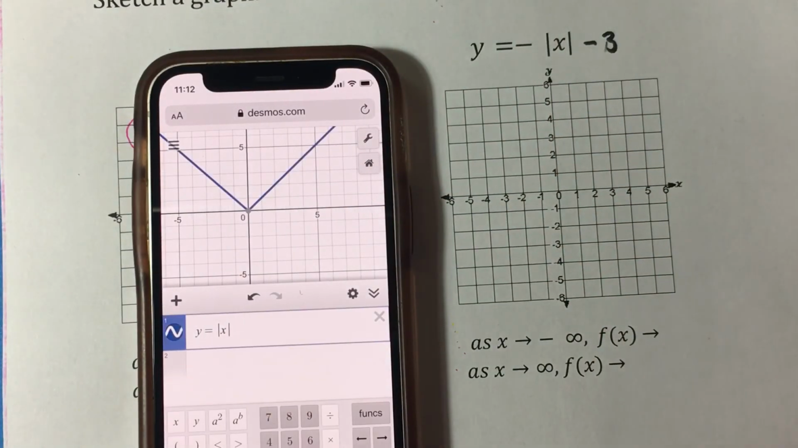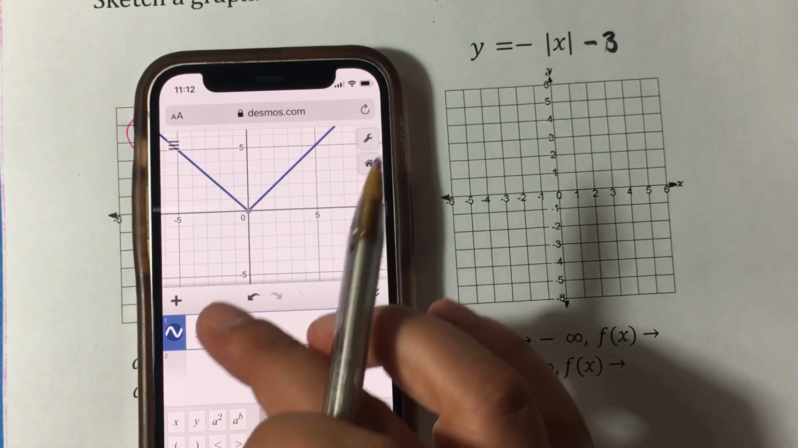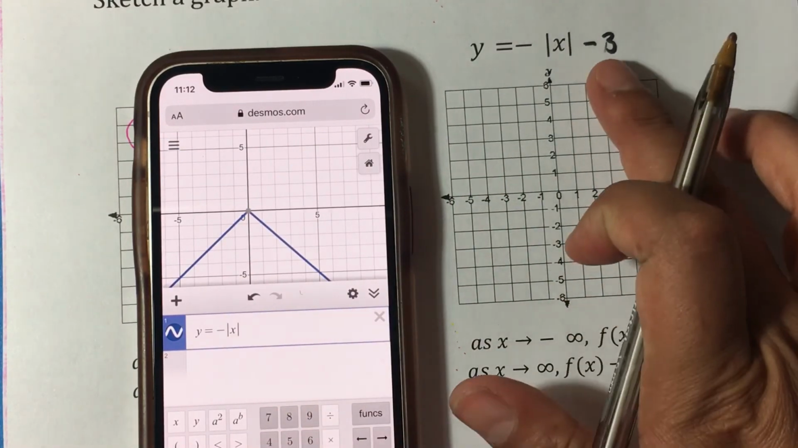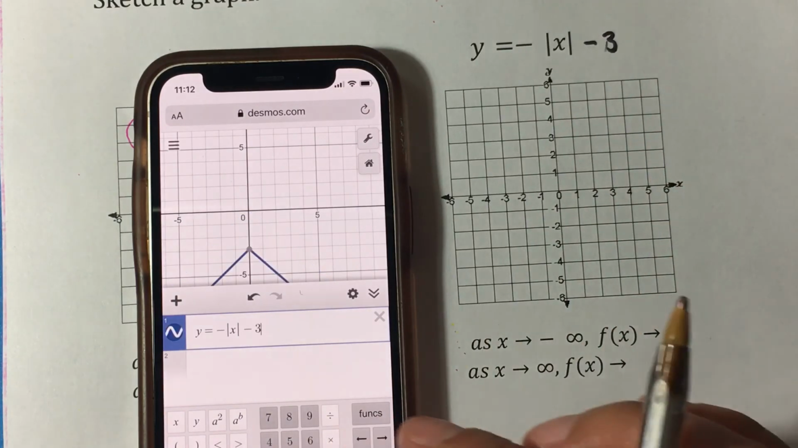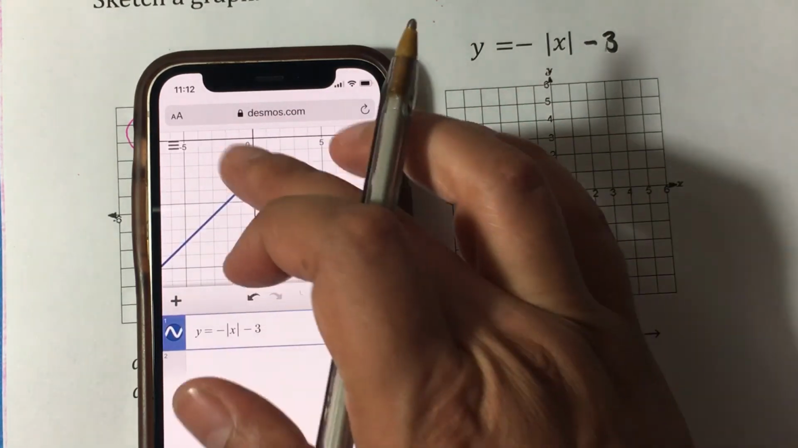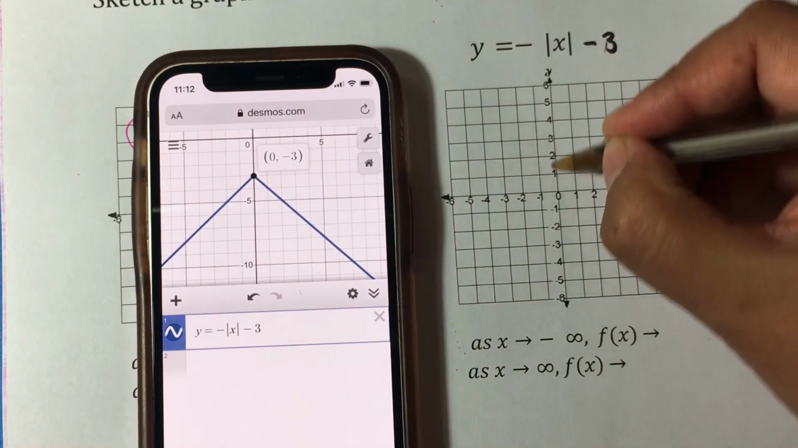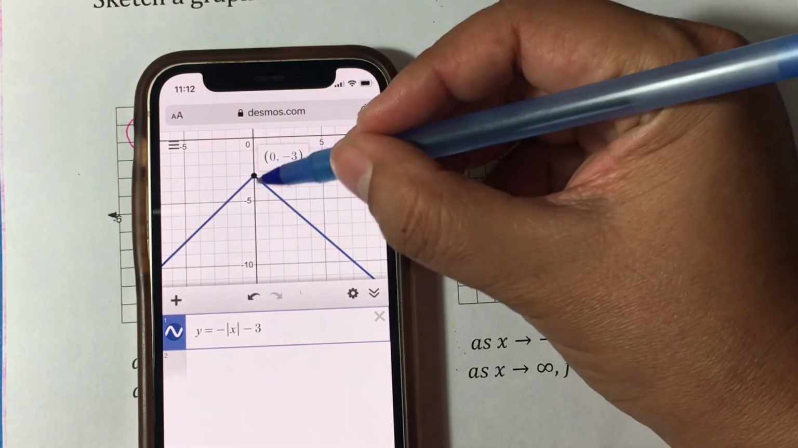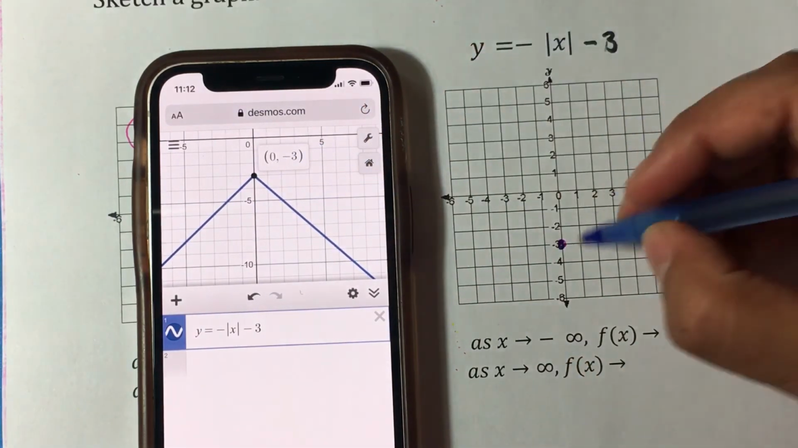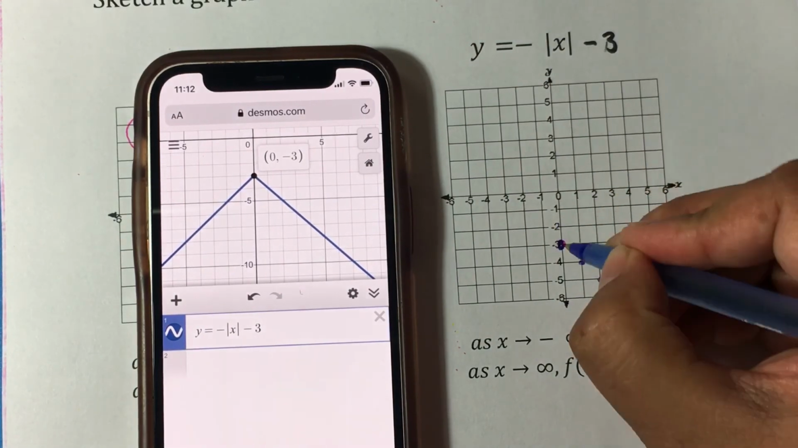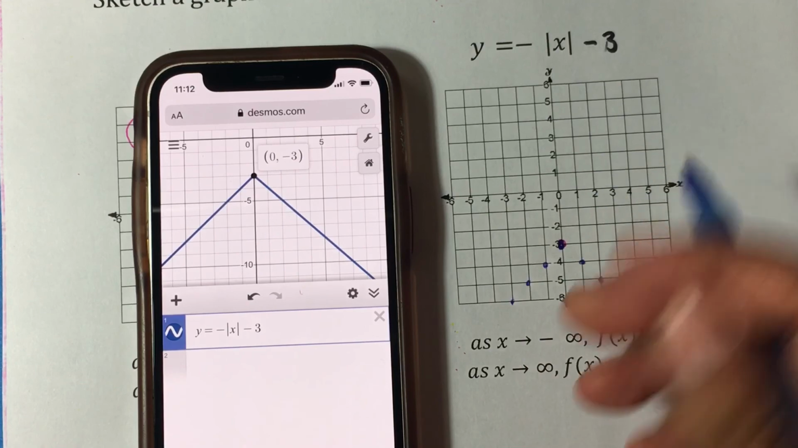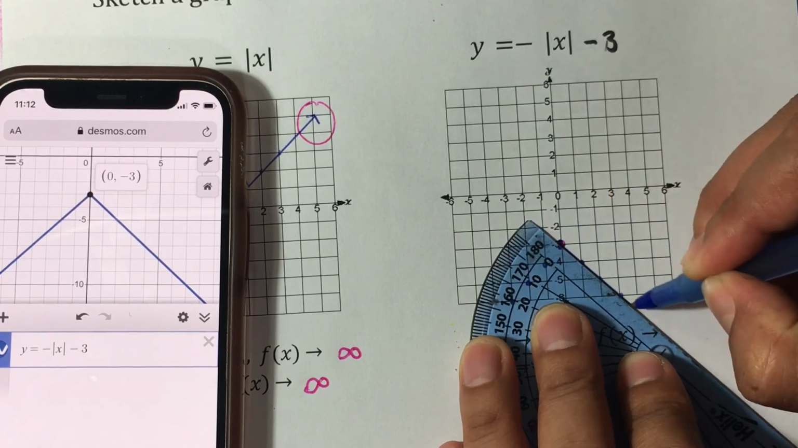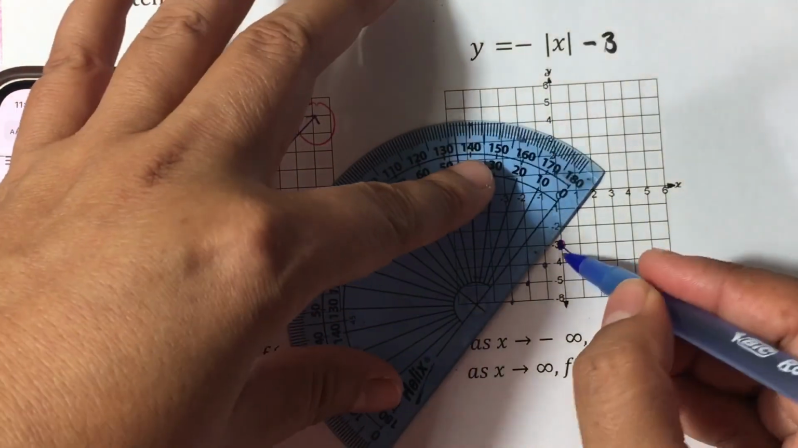Okay, for this one, it's just y equals negative. Let's add the negative in there. It flipped it, and then we are going to subtract 3. So minus 3. And look what happened. It just went down 3 spaces. So 0, negative 3 is right there. And again, you can see that it's going diagonally by 1. So just down here. And the same on the other side. We sketch it or draw the lines to connect those points. Same here.